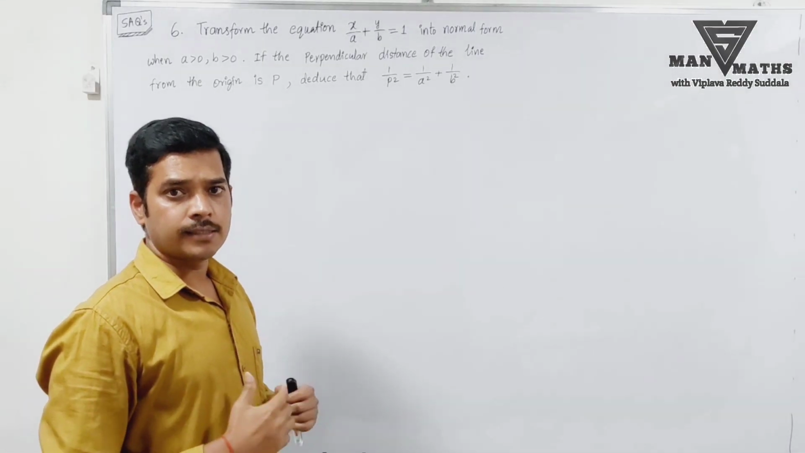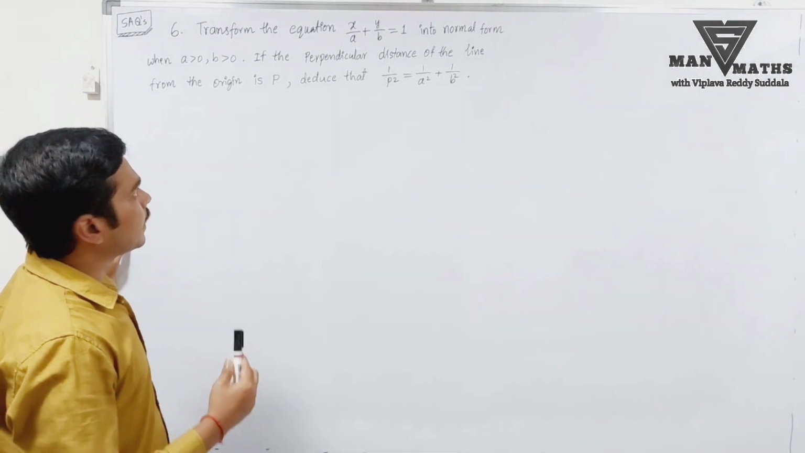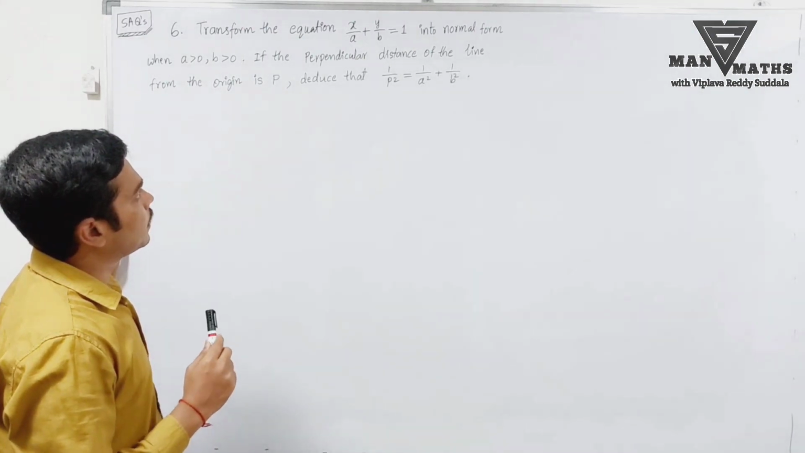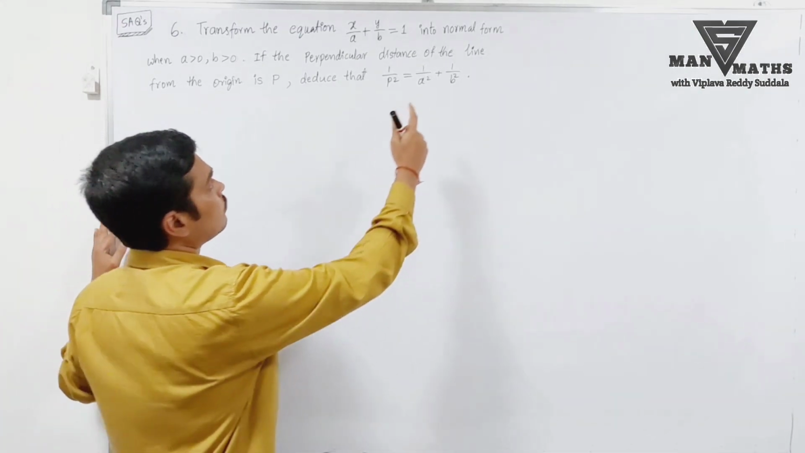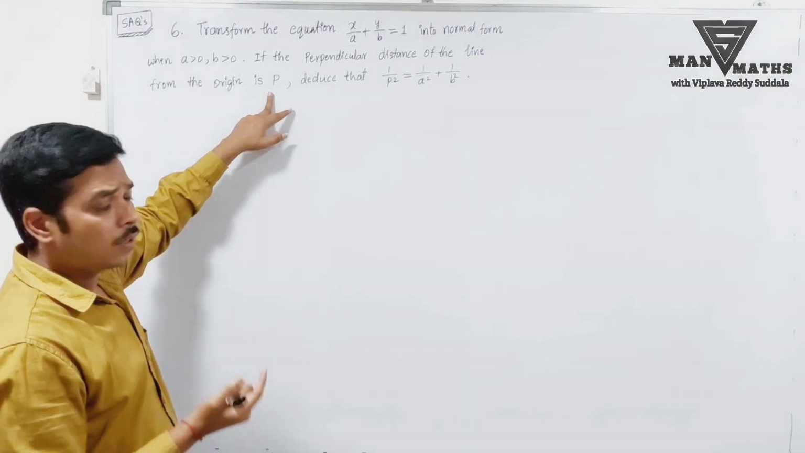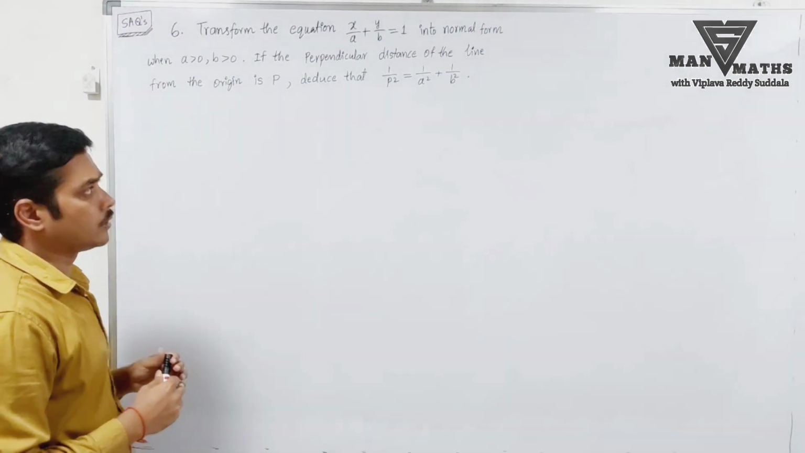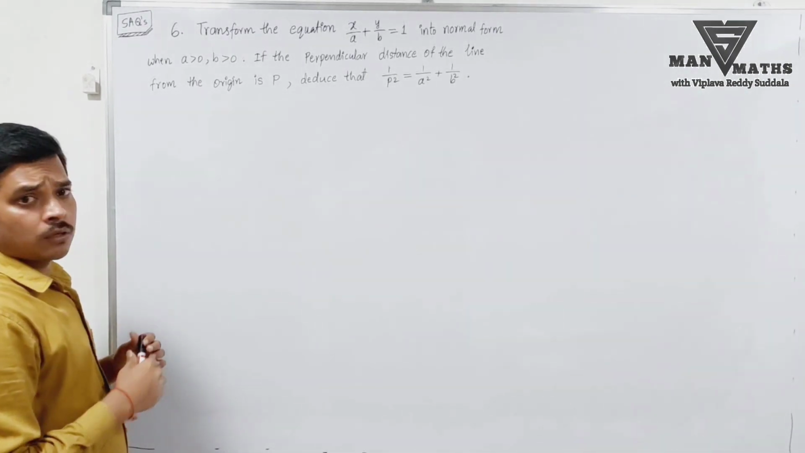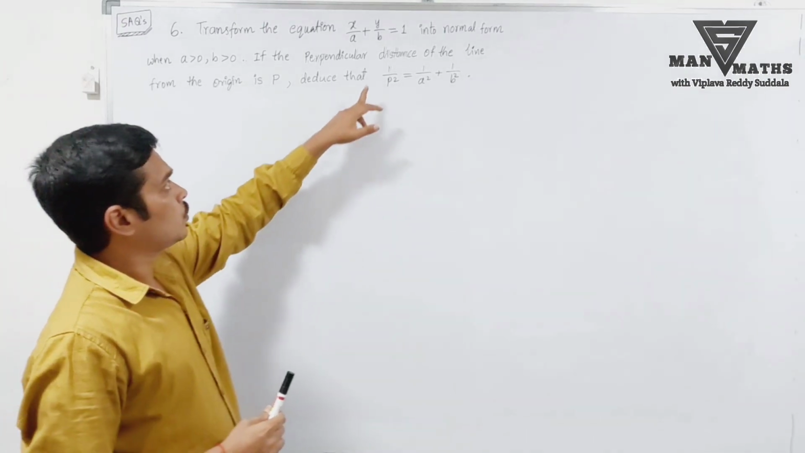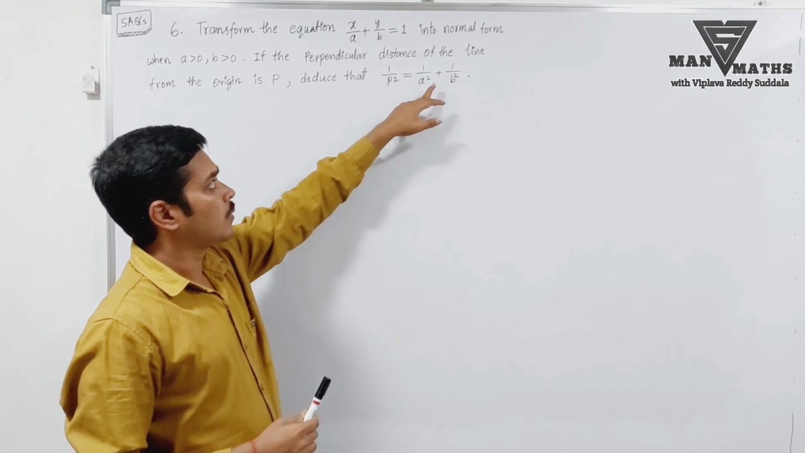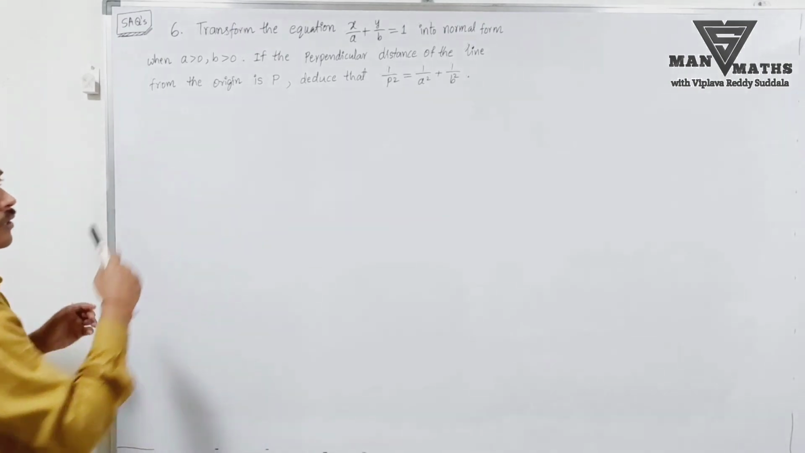Okay. Next, the sixth question from the straight lines SAQs. In this problem, transform the equation x by a plus y by b equal to 1 into normal form, and if the perpendicular distance of the line from the origin is p, then deduce that 1 by p square is equal to 1 by a square plus 1 by b square. We have to transform the given equation into normal form, and after that prove that 1 by p square is equal to 1 by a square plus 1 by b square. Here p is the perpendicular distance from the origin to the given straight line.